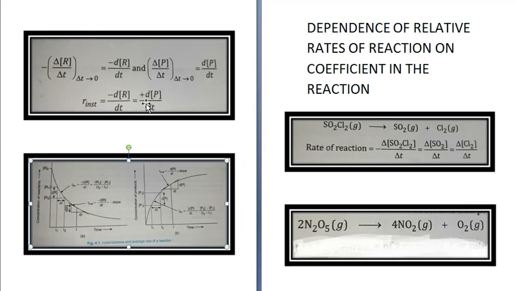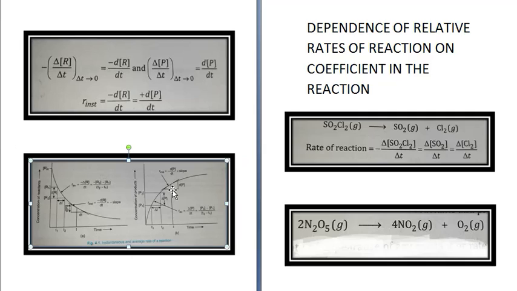Now graphically, rate of reaction can be represented like this. If you plot concentration of reactants against time, you get a curve like this. But if you plot the concentration of product against time, then you get a curve like this, in the opposite direction, because reactants are decreasing and products are increasing.